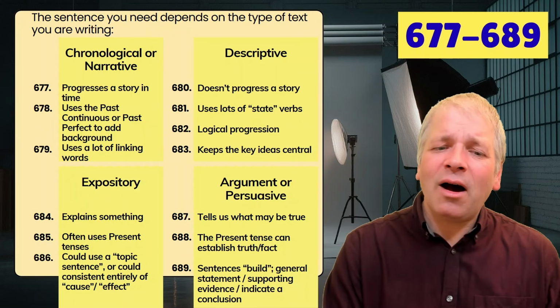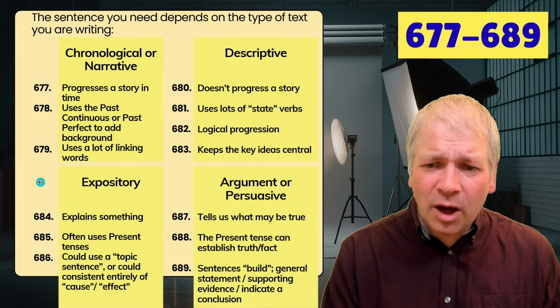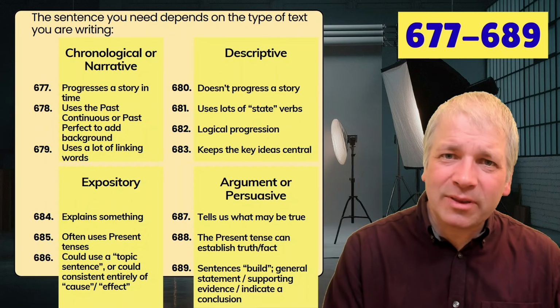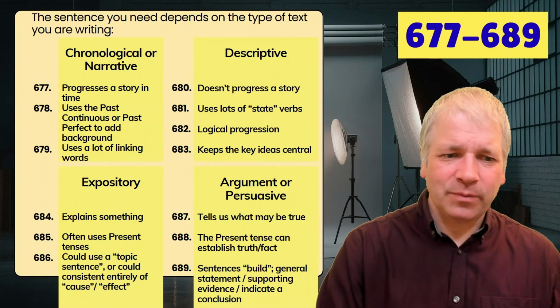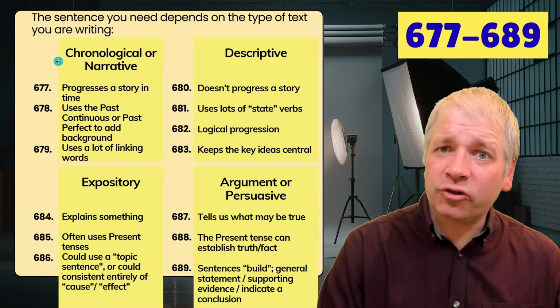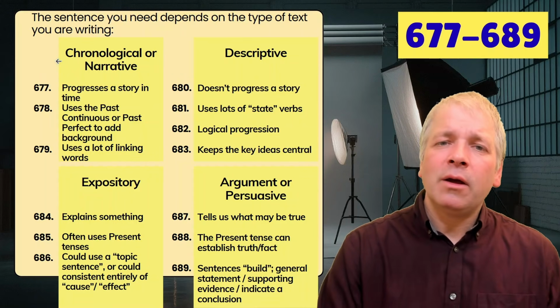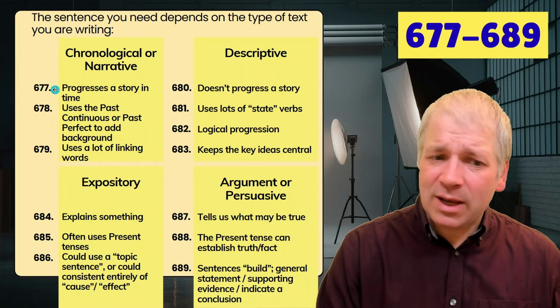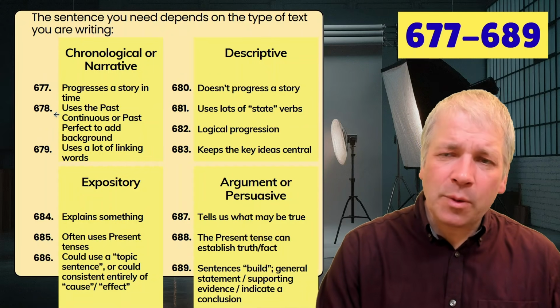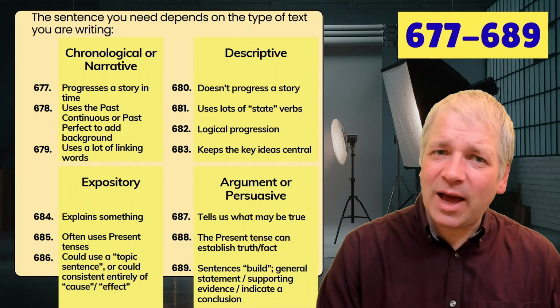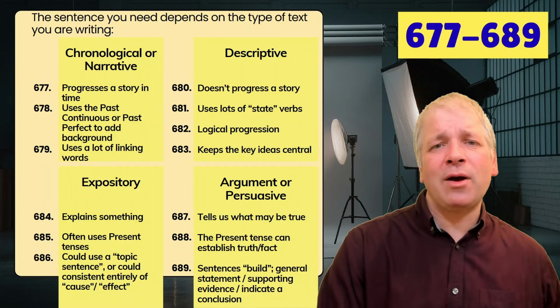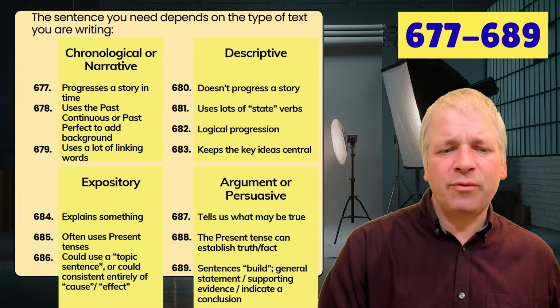Now, here are some rules or guidance for what happens in a particular text that you're writing. So if you're trying to write a chronological or narrative text, that's a story basically, you progress a story in time. You use the past continuous or past perfect to add background and use a lot of linking words. This is the type of grammar we expect you to use in this type of writing.